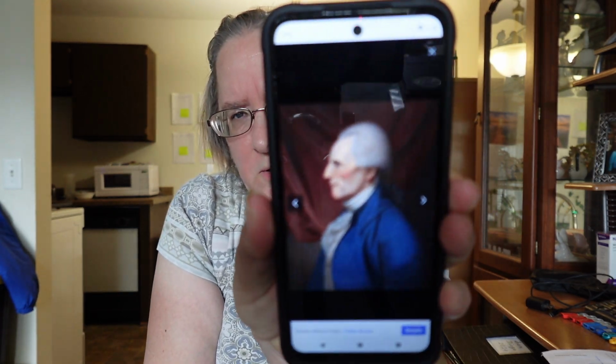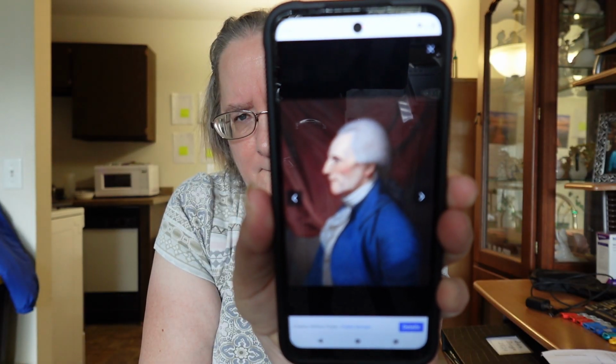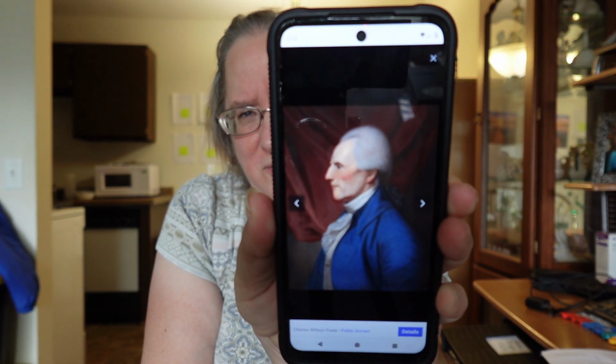So Richard Henry Lee, there's not a straight-on shot of him. This is a profile. They all look so serious, don't they? I wonder if they ever had a good time back in the day.